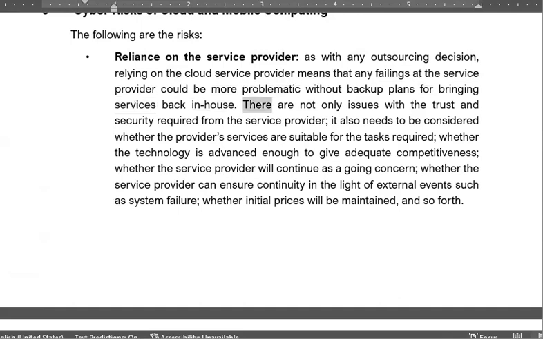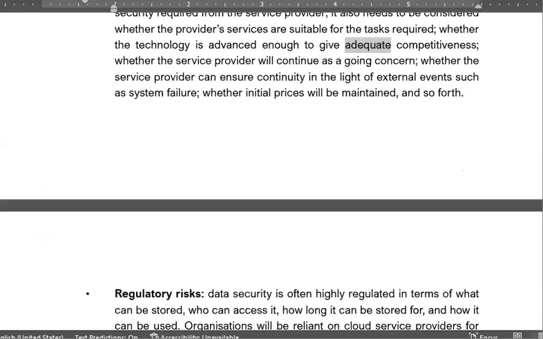There are not only issues with the trust and security required from the service provider, it also needs to be considered whether the provider's services are suitable for the tasks required, whether the technology is advanced enough to give adequate competitiveness, whether the service provider will continue as a going concern, whether the service provider can ensure continuity in the light of external events such as system failure, whether initial prices will be maintained, and so forth.